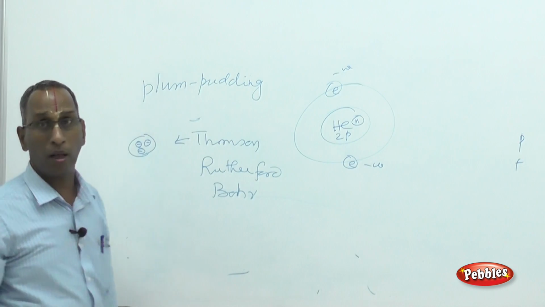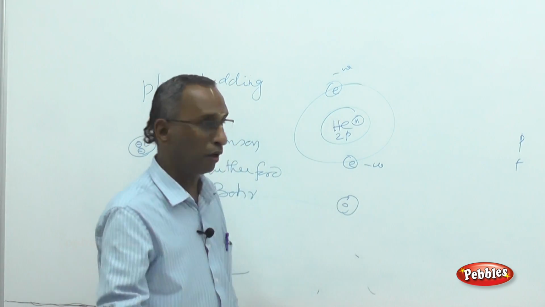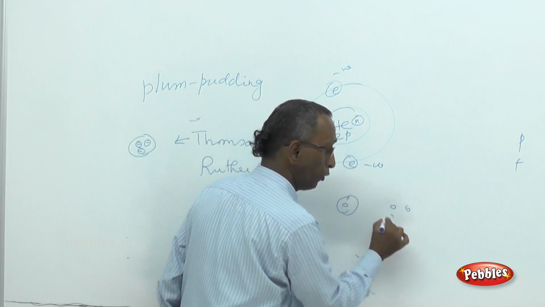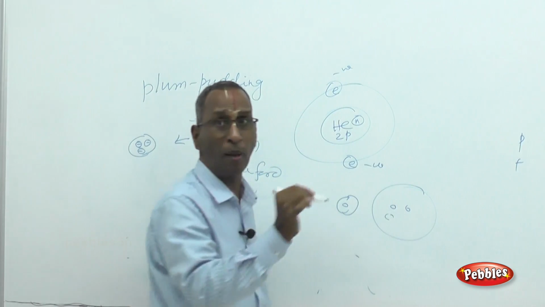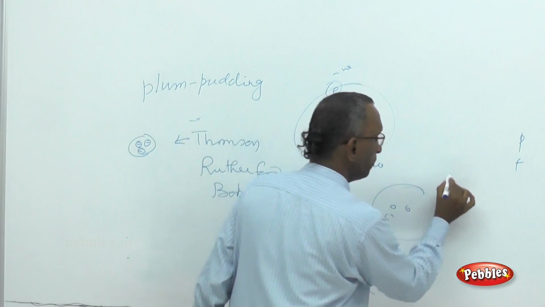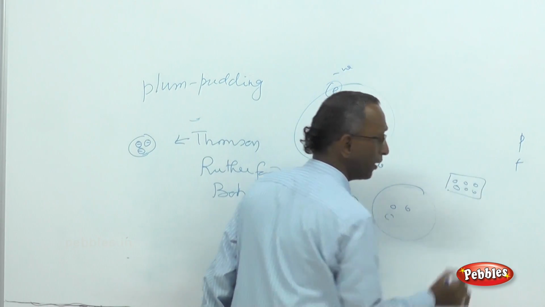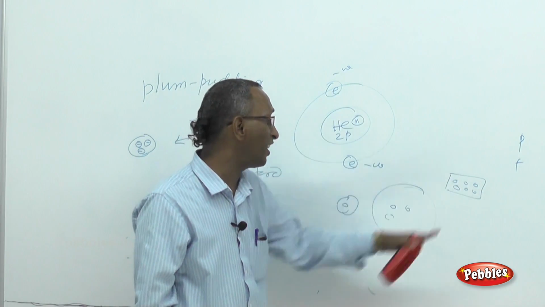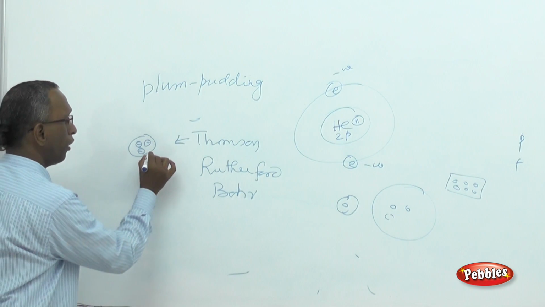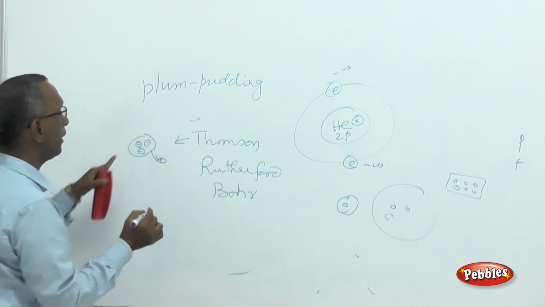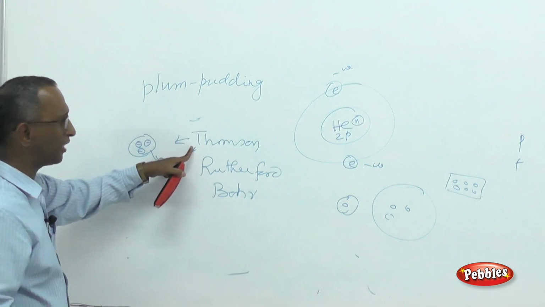Plum pudding model: you have a plum fruit. A pudding is made up of plum fruits. Pudding is a continuous mass into which plum fruits are inserted. You see the plum cake. Cake is a continuous material where the plum or different fruits are inserted. Here also the pudding is a continuous material of positive charge into which negative charges are embedded. So this is his description.